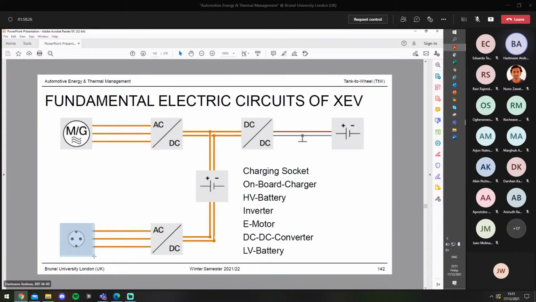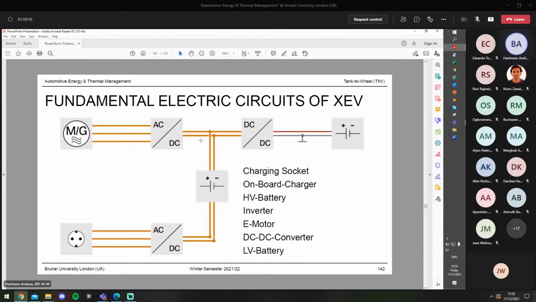So first of all, you need a charging socket, right? This is where you plug in the cable, where you start the charging. If you do AC charging, so if you use the electricity which is available in your home, then this is AC electricity. Then you need a so-called onboard charger, which transforms the AC into DC to then charge the battery. So this is the first step: plug in the cable, charge the battery via the so-called onboard charger.